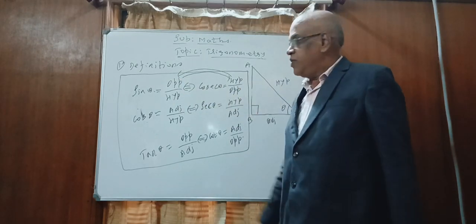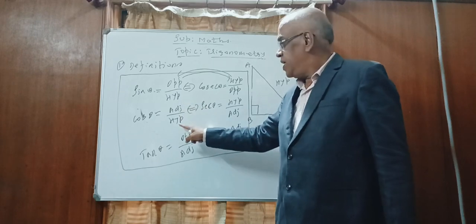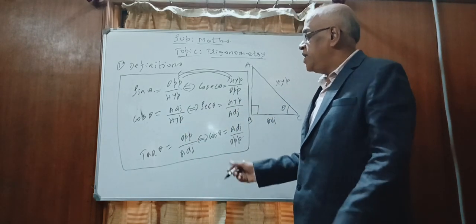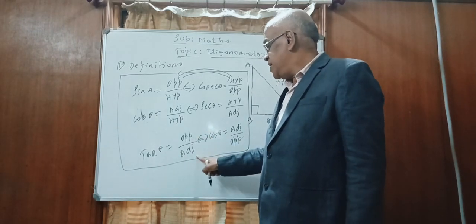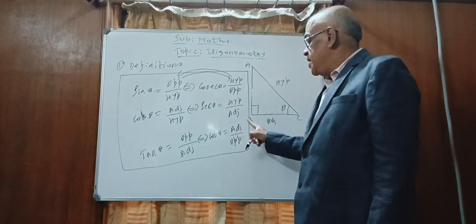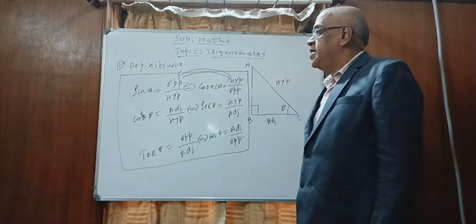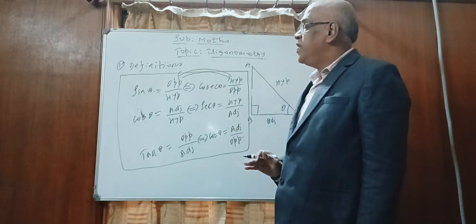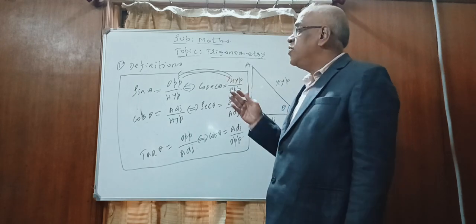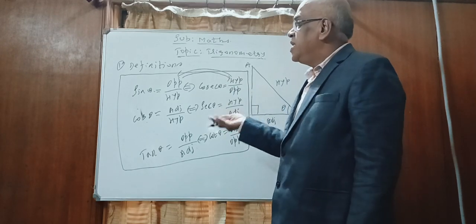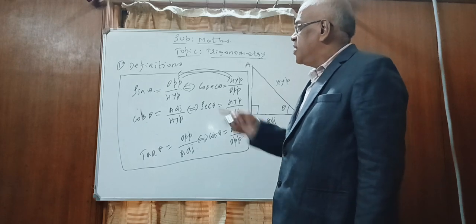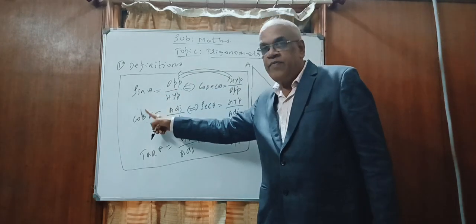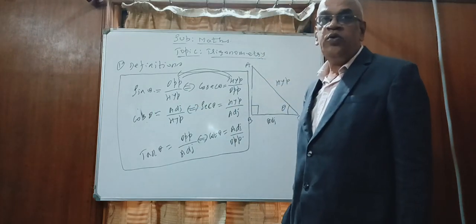Hypotenuse by opposite. What is cos theta? Adjacent by hypotenuse. What is sec theta? Hypotenuse by adjacent. Finish. Tan theta, opposite by adjacent. Cot theta, adjacent by opposite, the reciprocal of tan theta. See, this is the beauty of trigonometry, children. Now, I taught you definitions, and you already understood reciprocal ratios also, isn't it? What is the reciprocal of sin? Cosec. Reciprocal of cosec? Sin. Sin and cosec are reciprocal to each other.